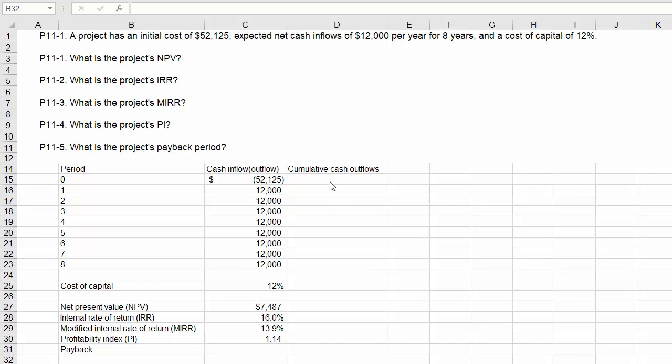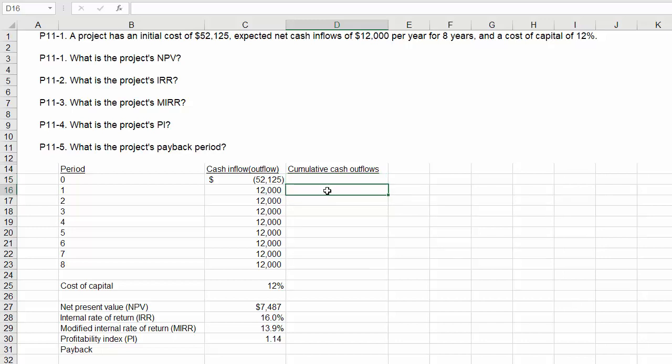Okay, and finally, we're going to find payback. And I find the easiest way to do this is just compute the cumulative cash flows. Now, the reason I like to do it this way is you don't always have the same amount in the future. So this approach permits you to use it if the future cash inflows vary and they're not constant.